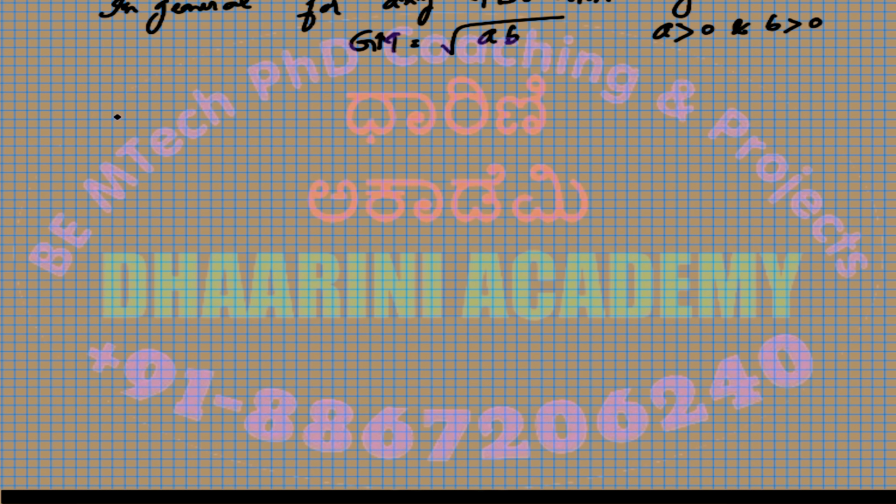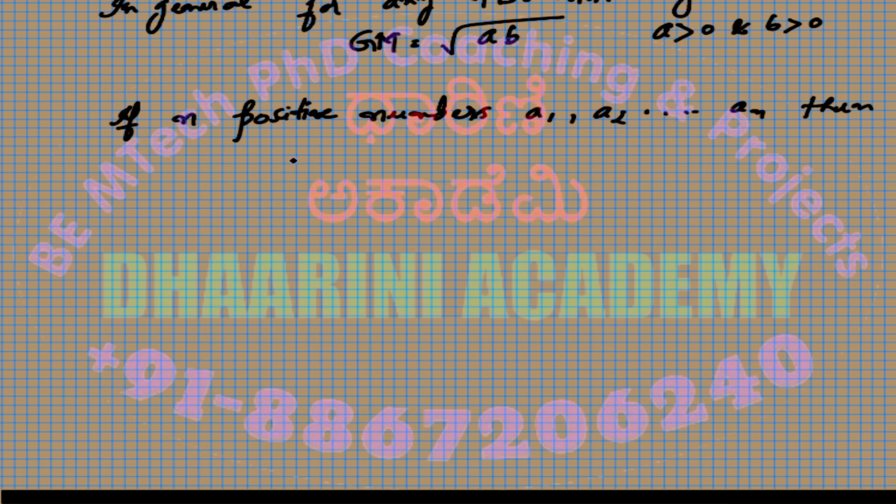Okay, so let's look at that now. So if there are n positive numbers, say a1, a2, dot dot dot up to an, are considered, then their geometric mean is equal to a1 into a2 into a3 into everything multiplied, all the terms, and you take nth root of that, so power 1 by n.